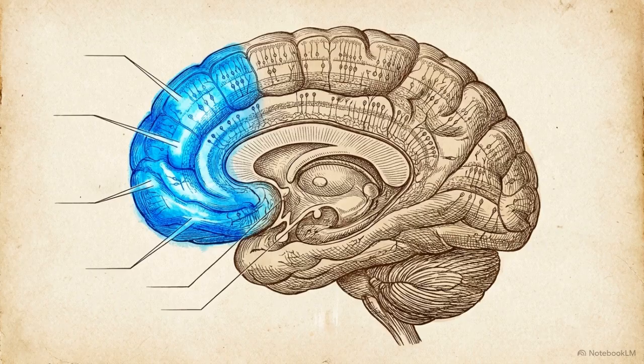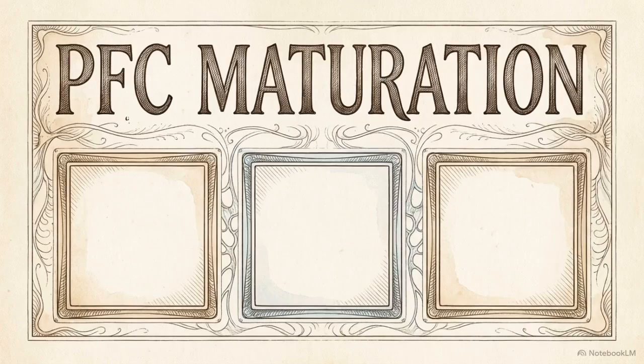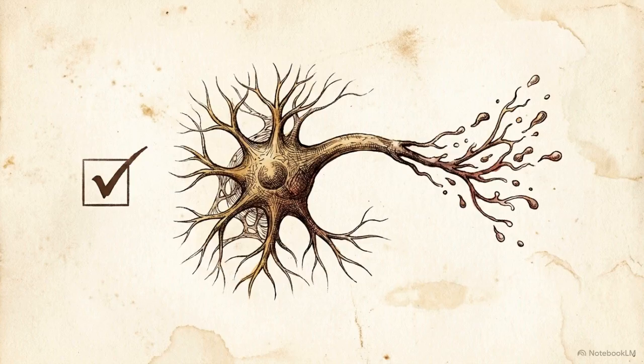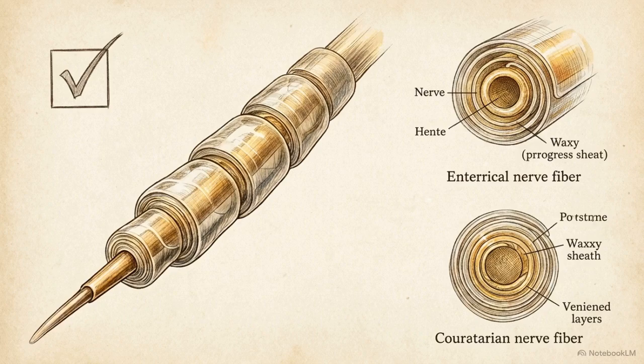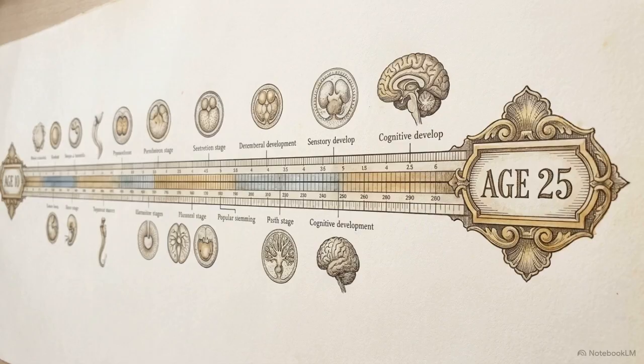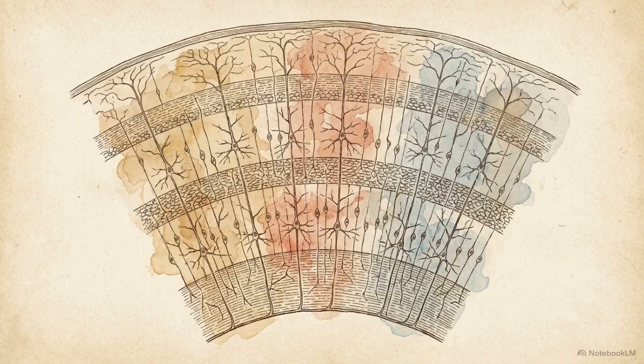The final stage of cognitive maturation centers on the prefrontal cortex, or PFC. This region manages executive functions, working memory, and strategic retrieval. To reach maturity, the PFC undergoes 3 structural changes: pruning inefficient synapses, expanding dendritic branching, and insulating axons with myelin for faster communication. This process is prolonged. PFC myelination and pruning continue until approximately age 25.